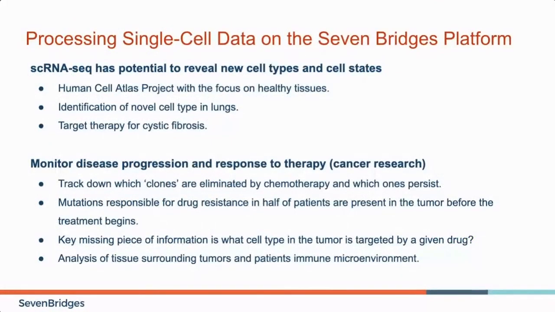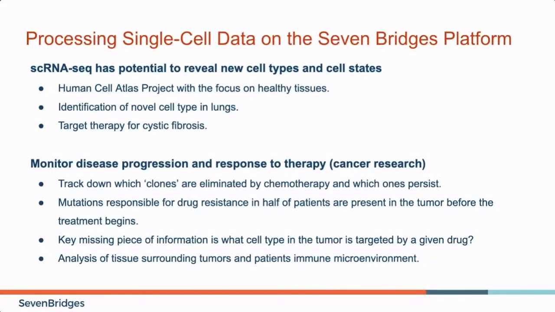So I would like to finish this presentation with a couple of ideas for application of single-cell sequencing and how the Seven Bridges platform could be facilitated for the future clinical trials. So we mentioned the Human Cell Atlas project that aims to characterize every cell type with the focus on healthy individuals. And this information is crucial for understanding how disease states are different from healthy tissues.